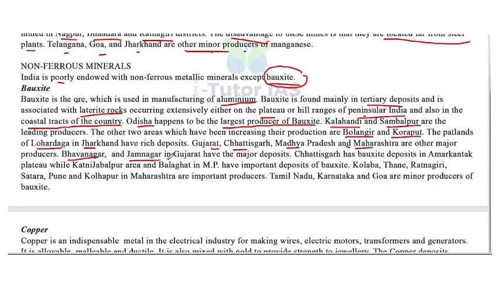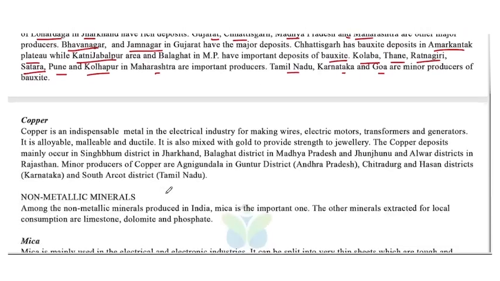Bhavnagar and Jamnagar in Gujarat have the major deposits. Chhattisgarh has bauxite deposits in Amarkantak Plateau, while Katni, Jabalpur area and Balaghat in Madhya Pradesh have important deposits of bauxite. Kolaba, Thane, Ratnagiri, Satara, Pune and Kolhapur in Maharashtra are the important producers. Tamil Nadu, Karnataka and Goa are minor producers of bauxite.